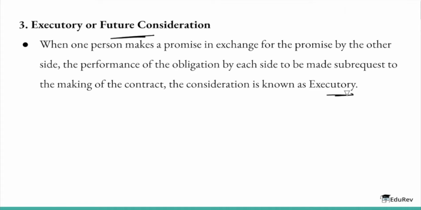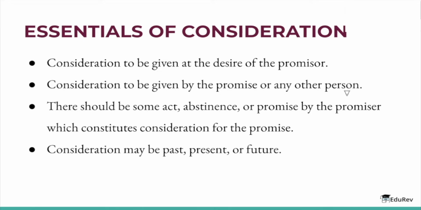Let's move further and understand what the essentials of a consideration are. So consideration is to be given at the desire of the promisor. Consideration is to be given by the promisee or any other person. There should be some act, abstinence or promise by the promisee which constitutes a consideration for the promise. Consideration may be past, present or future.